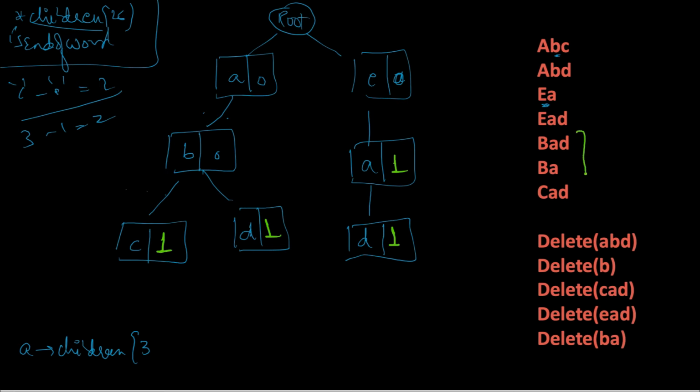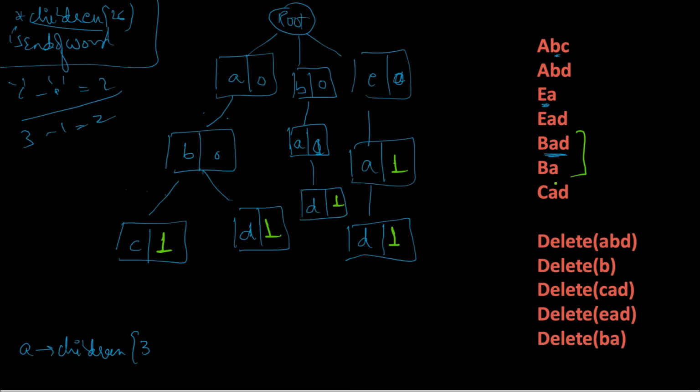Now we have the word starting with B. So okay, we create a node at the B index and mark the end of the word as 0. For creating BA, we create a node at the A index, then mark the end of the word as 0, and then we create a node at the D index of A and mark the end of the word as 1.